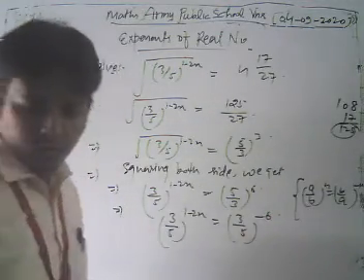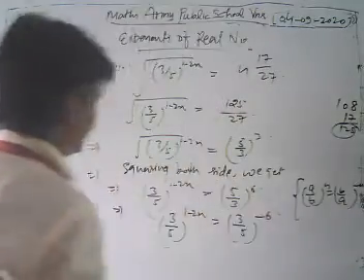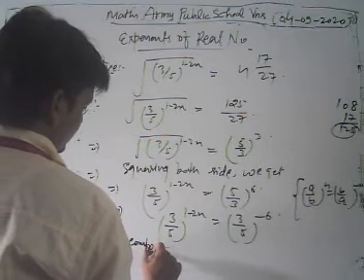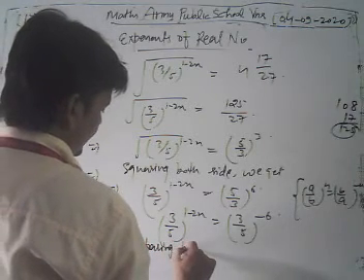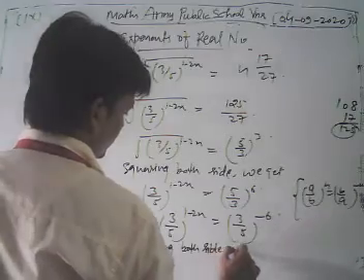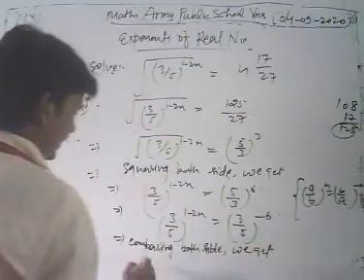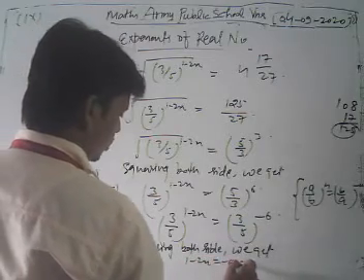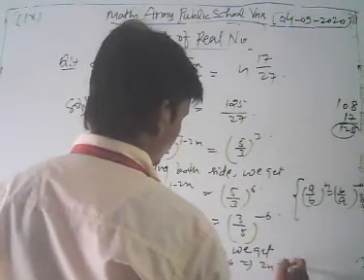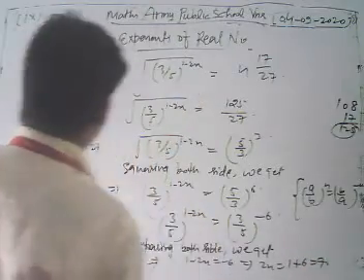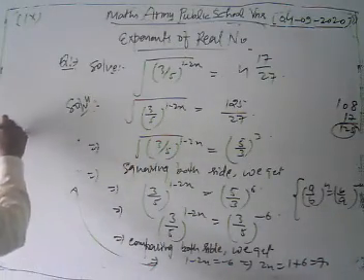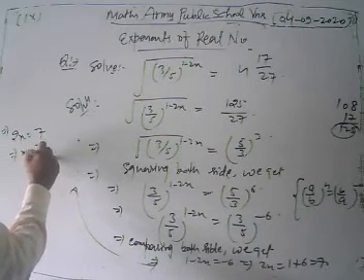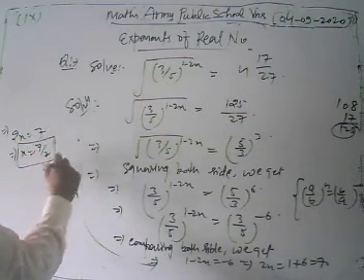Okay, now on comparing both sides, we get 1 minus 2x is equal to minus 6. Now solving, 2x is equal to 1 plus 6, which is 7. So 2x is equal to 7, so x is equal to 7 by 2. This is our required answer.